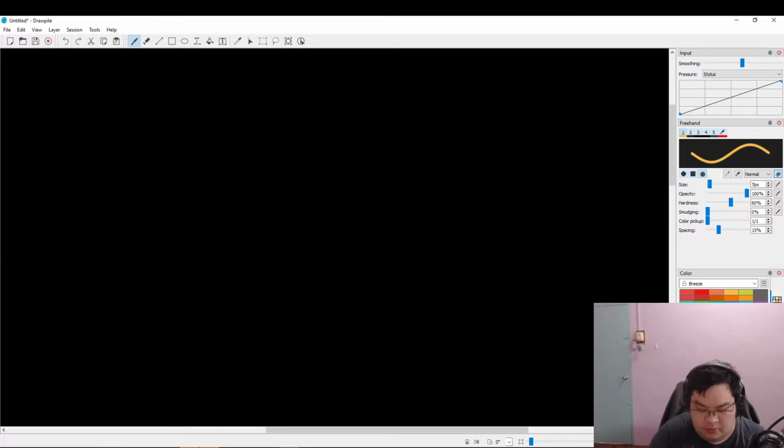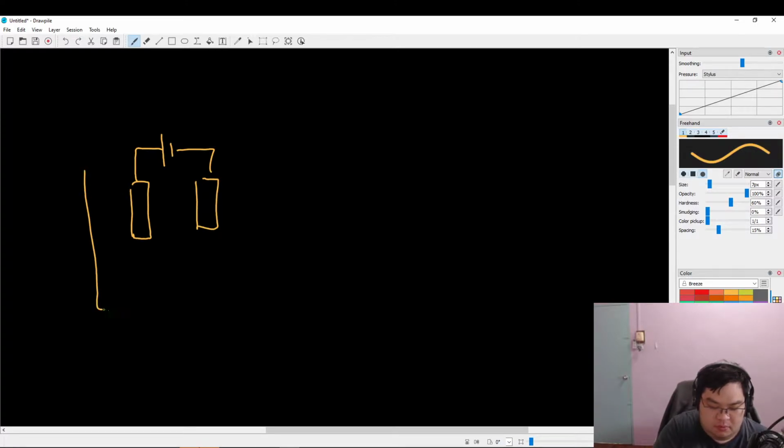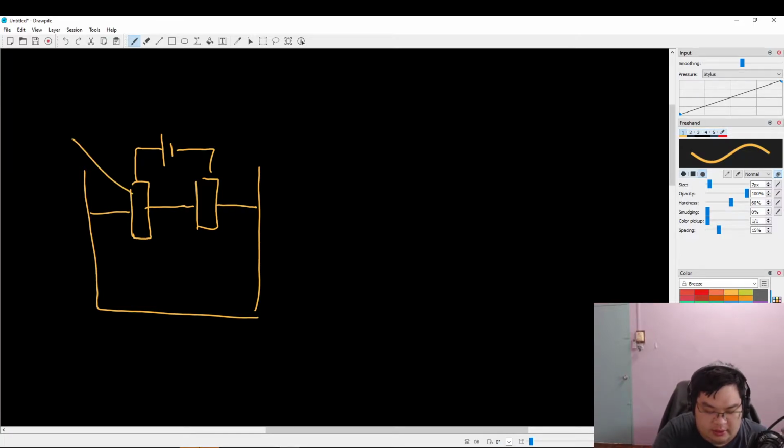Let me draw. The first setup will be: battery comes down, then you get two electrodes, and then electrolyte. Okay, scenario A: this is, let's say, copper. This is, let's say, an iron object. I'll make it similar to your questions, okay?